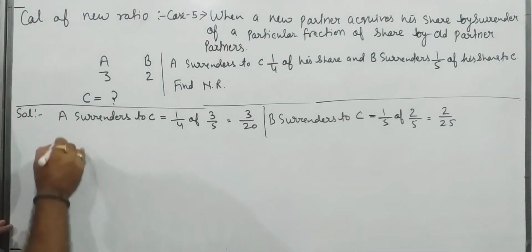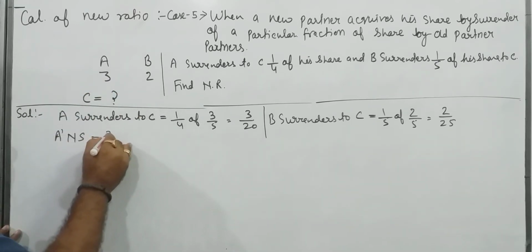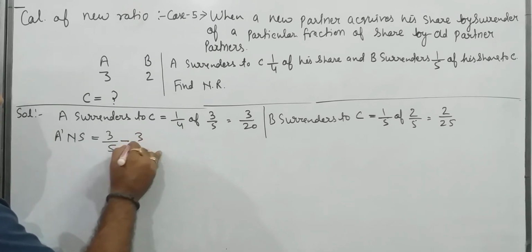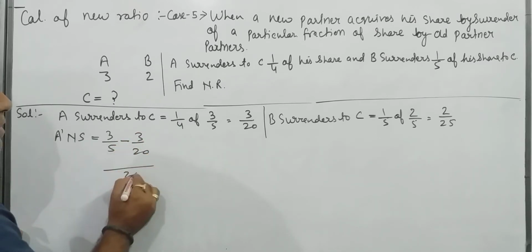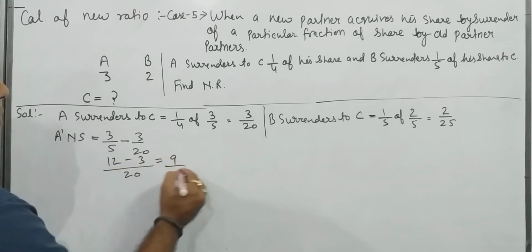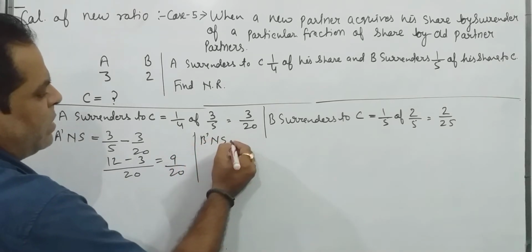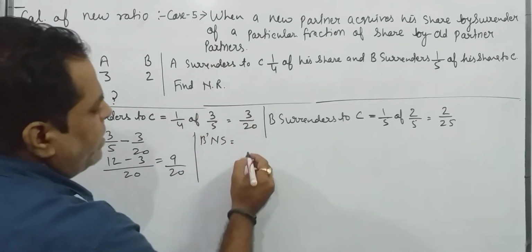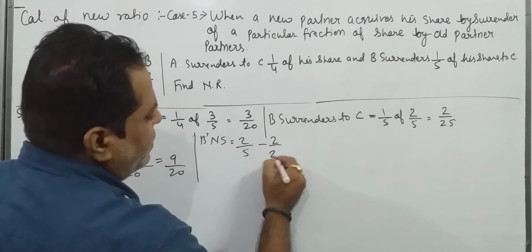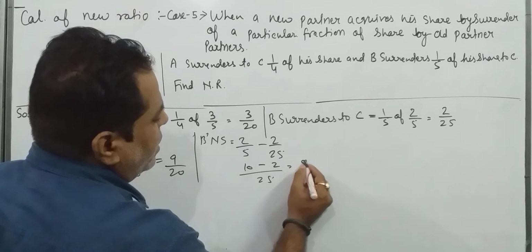Now you can determine A's new share. What is the old share of A? 3/5. And how much A is sacrificing? 3/20. So LCM 20. 4 times 3 is 12, minus 3, 9/20. A's new share. Now see B's new share. What is B's old share? 2/5. How much B is sacrificing? 2/25. 5 times 2 is 10, minus 2, 8/25.